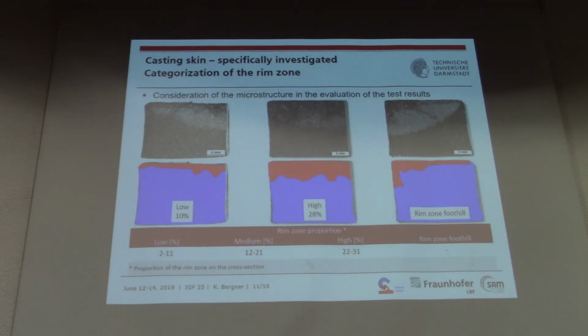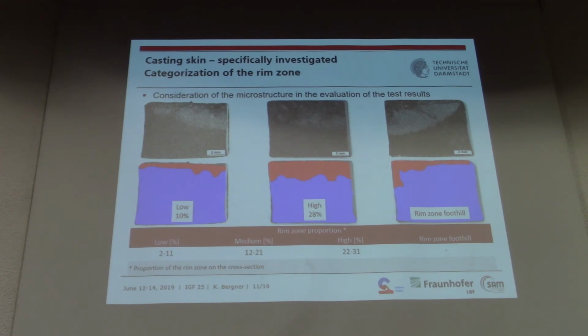Kim then additionally wanted to have a look at the influence of the thickness of the rim zone, of the casting skin, that deviated from specimen to specimen. And so she made a classification, doing a lot of metallographic investigations on the thickness of the rim zone, and made a classification in 3 classes: from about 2 to 10% of rim zone in comparison to the complete cross section, and up to 20 to 30% rim zone in relation to the complete cross section.